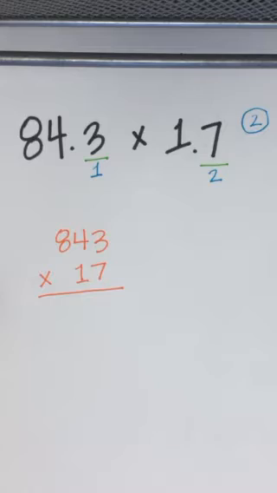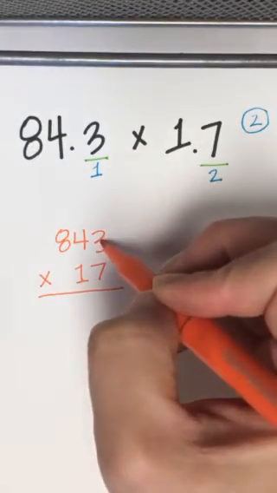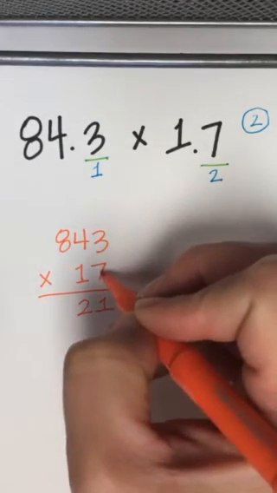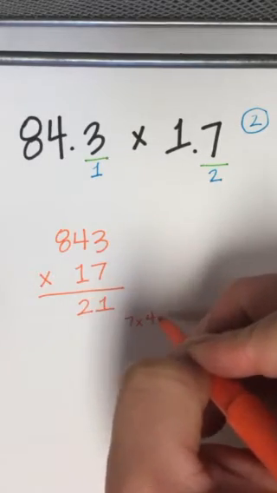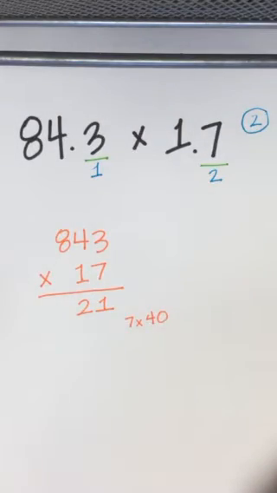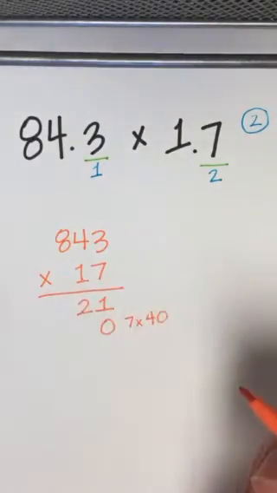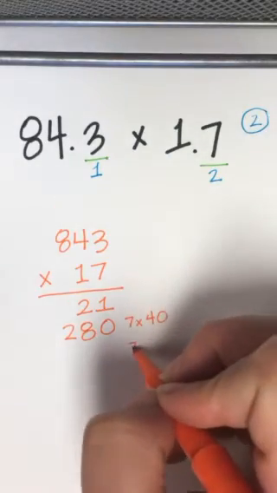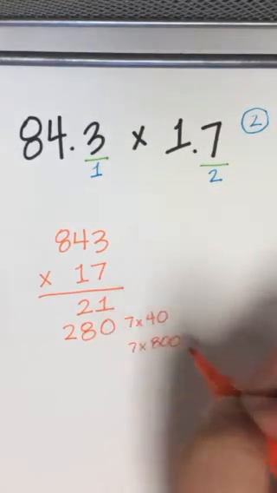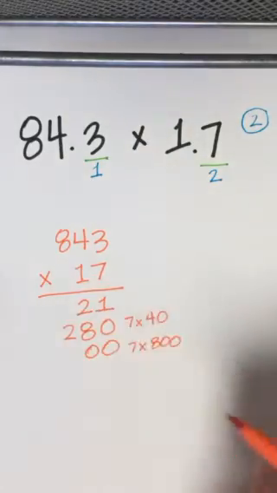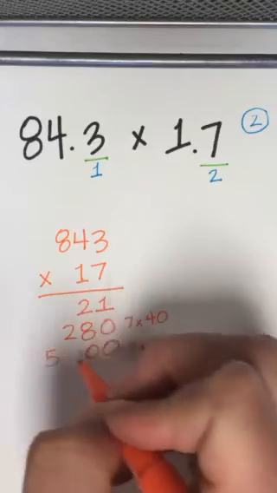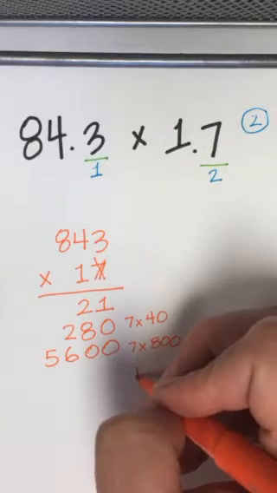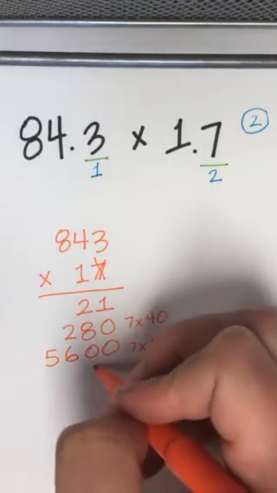I'm going to do partial products right now. So I'm going to say that 7 times 3 is 21. And this is 7 times 40. Not 7 times 4, but 40. So I know I need a 0 here, and that's 28 or 280. Then I have 7 times 800, which I need 2 zeros in my answer for placeholders, and 7 times 8 is 56. And then I'm going to move to 10, and this becomes 10 times 3, which is 30.